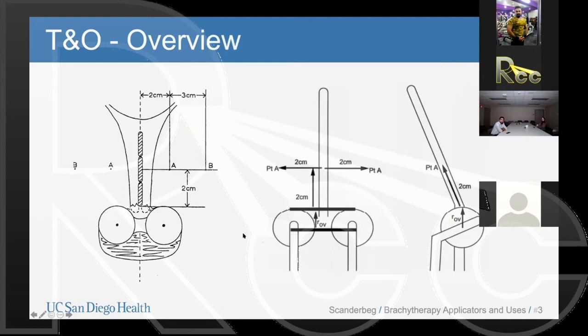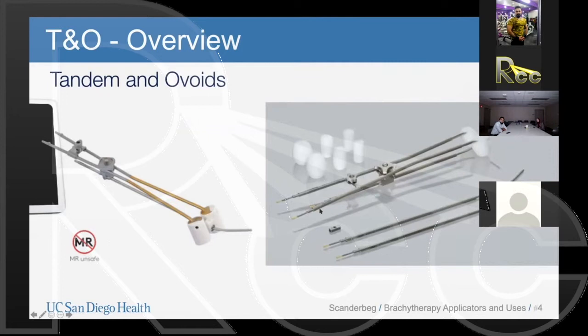And if we just advance the slide here, you can see what an actual tandem and ovoid looks like, not just in the schematic. So if you look at the image on the left, you have the central channel running along the bottom of the applicator. It passes through the middle of the two ovoids, which are these cylindrical plastic blocks, and then curves up into the uterus. And the strategy for this is going to be to insert the tandem through the cervix into the uterus, and then have these two ovoid channels, a right and a left ovoid, just adjacent to the cervix.